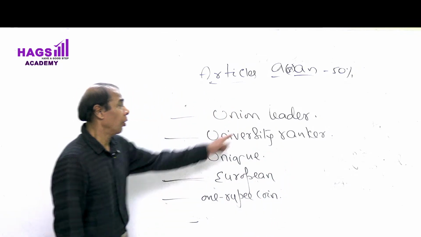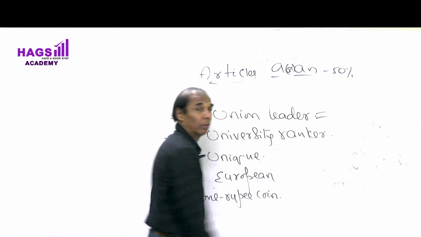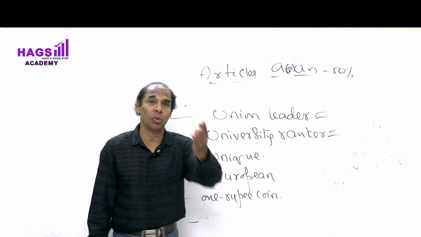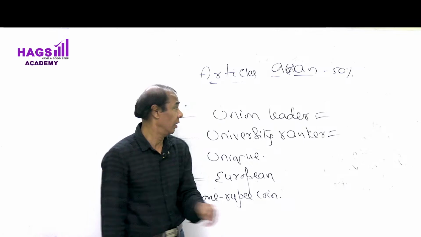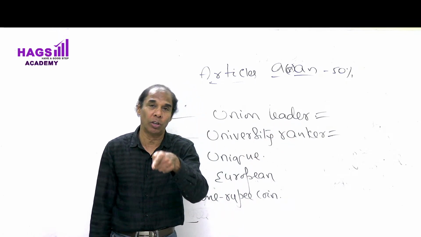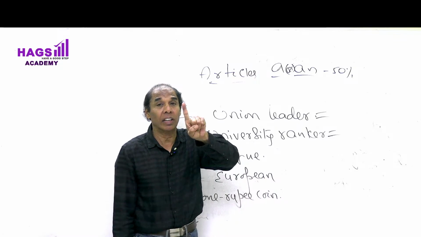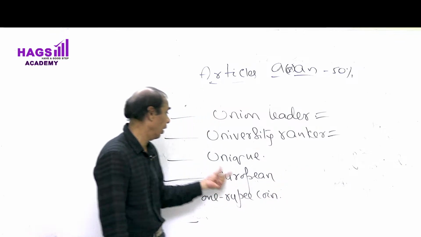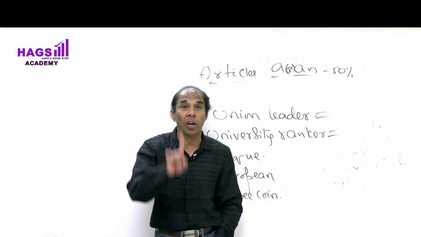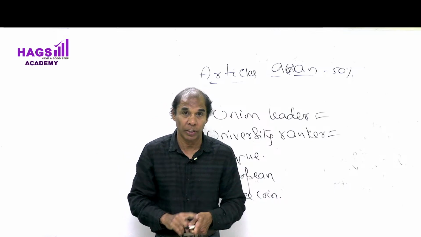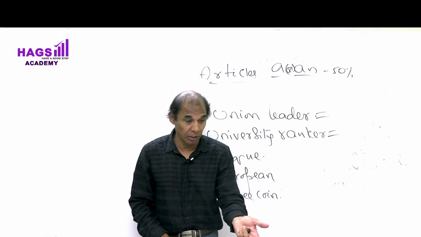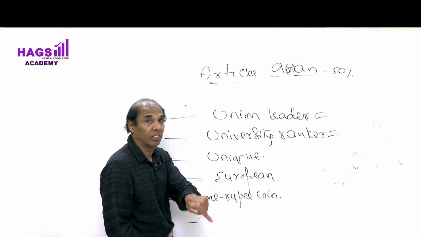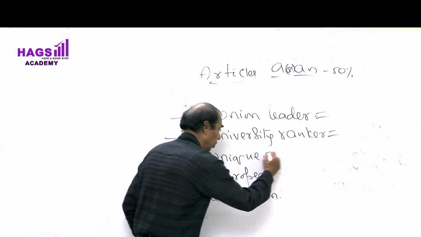Look at the board. Union leader, singular countable, right? University ranker, this is also singular countable, because university rankers, plural is there. Union leader, union leaders, plural is there. If we have a plural form, that is countable. So the first one is singular countable, the second one is also singular countable. Unique. What is the meaning of unique? What we have only one in the universe, that is called unique. Sun, moon, earth, sky, these are all unique, right? Unique, singular; uniques, plural we have. So this is singular countable.